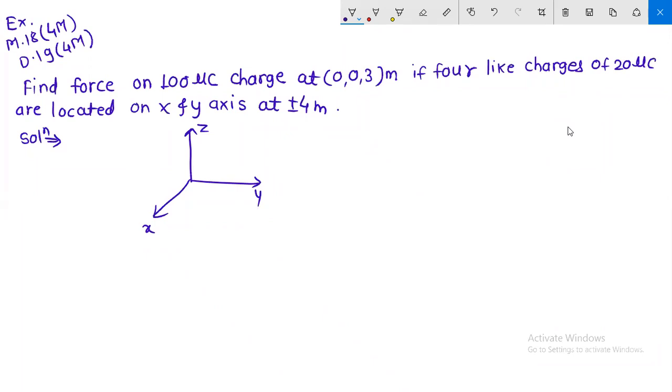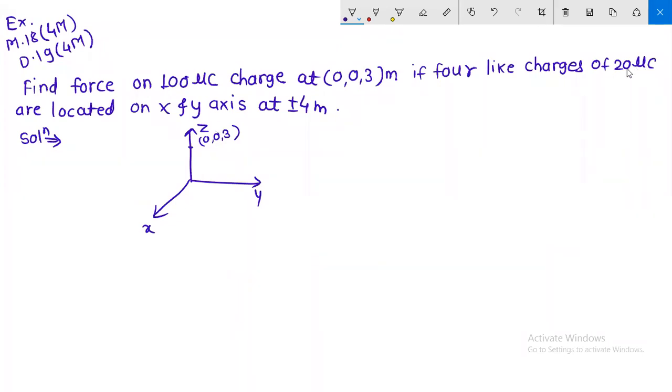If this point is 003 now, so this point is located on which axis? This point is on the z axis, because x coordinate is 0, y is 0, only z coordinate is given. So I consider this point as 003 meter. If 4 like charges, means 4 same charges of 20 microcoulomb are located on x and y axis at plus minus 4 meter.